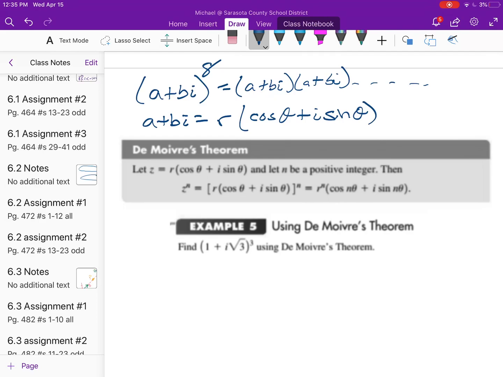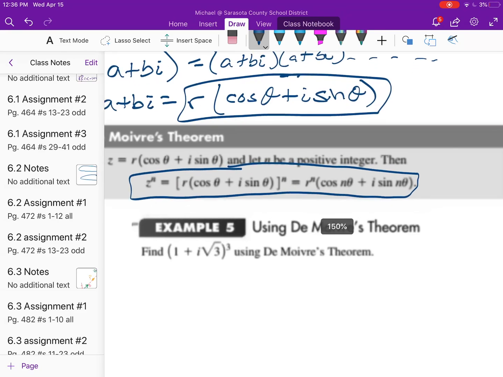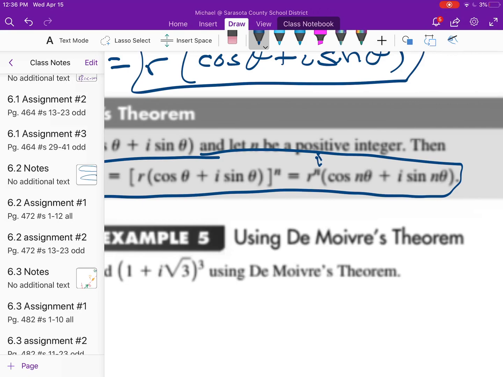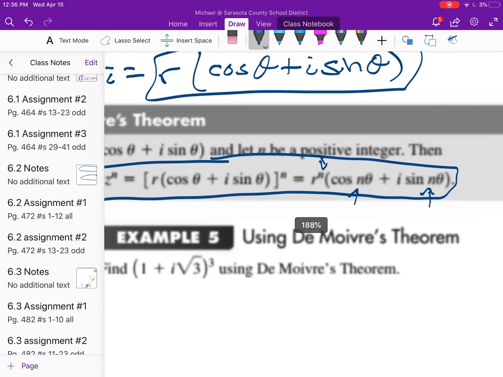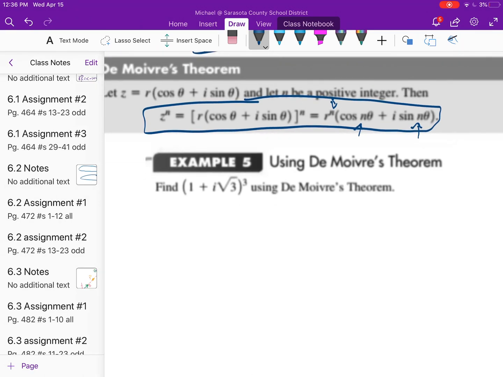And so de Moivre's theorem basically gives us an idea that, well, I can rewrite any of my a plus bi's in this form here. And so if that's the case, de Moivre's theorem allows us to utilize this positive integer n in a little bit of a different way. As you can see, we can raise the modulus to that nth degree, and we can multiply the angles inside by that positive integer n, and that is what de Moivre's theorem allows us to do. So let's see it in application now.